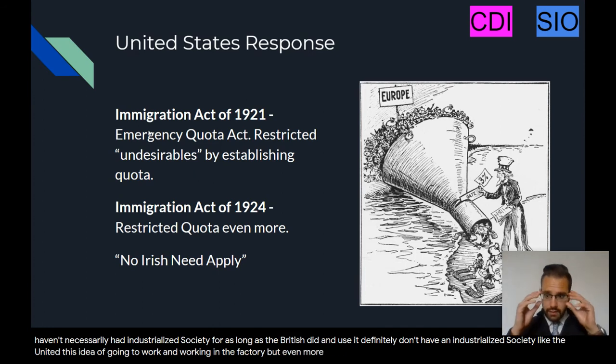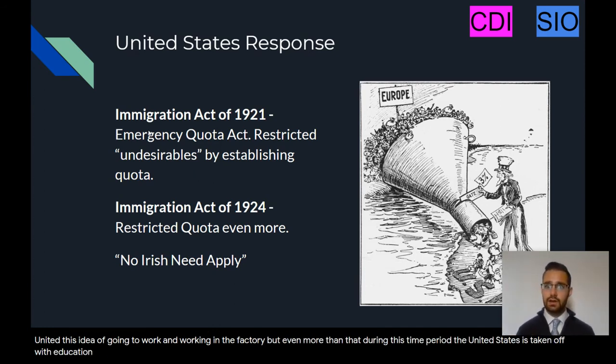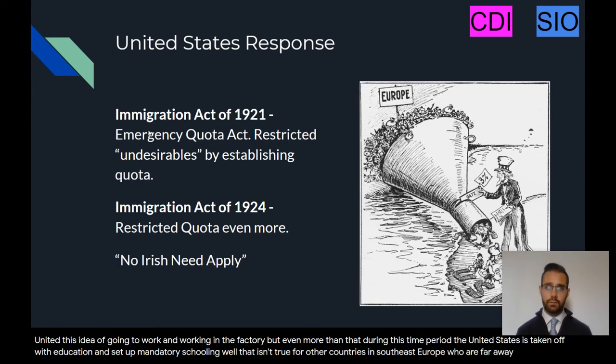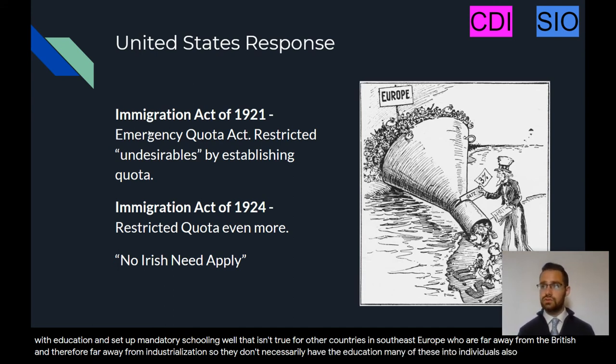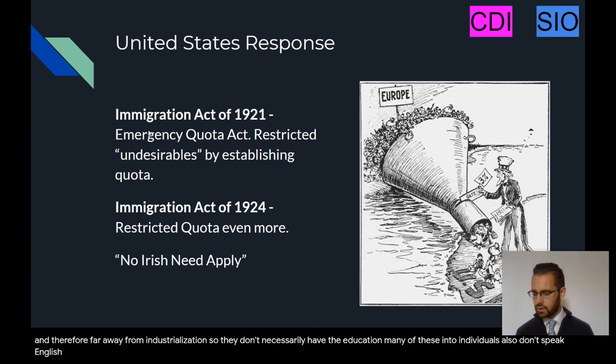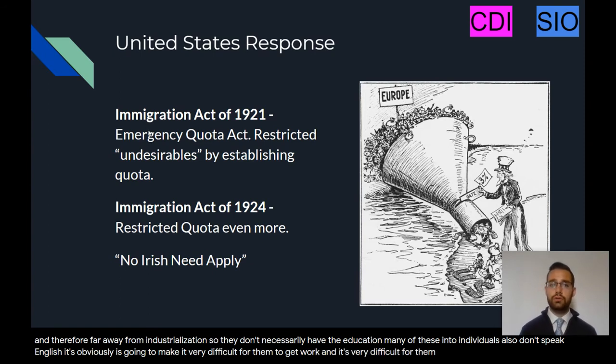But even more than that, during this time period, the United States has taken off with education and set up mandatory schooling. Well, that isn't true for other countries in Southeast Europe who are far away from the British and therefore far away from industrialization. So they don't necessarily have the education. Many of these individuals also don't speak English, which obviously is going to make it very difficult for them to get work. And it's very difficult for them to understand democracy.